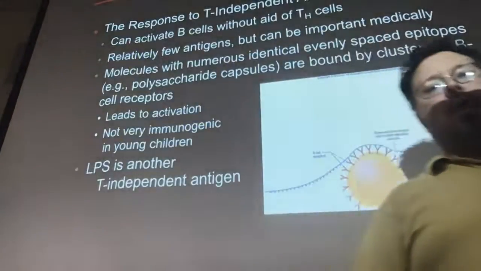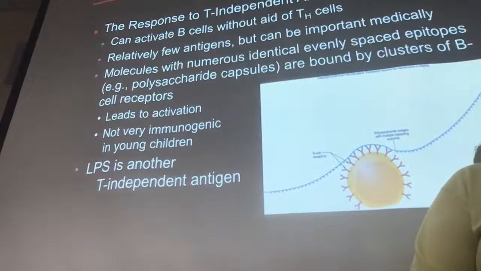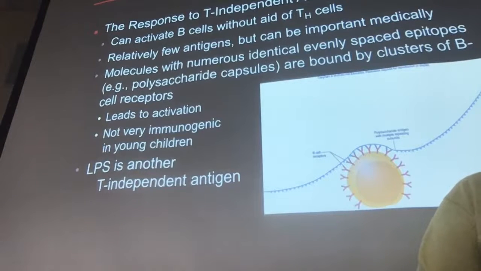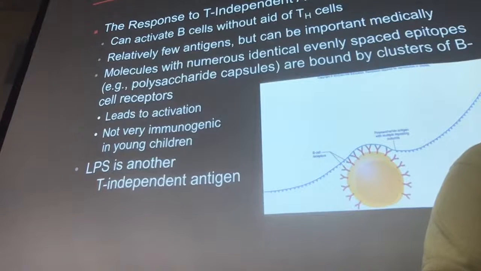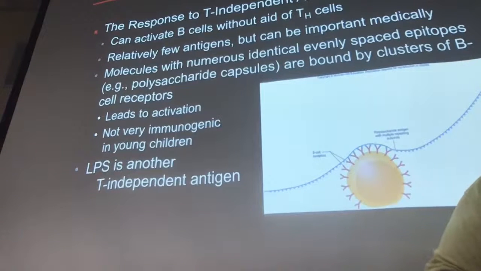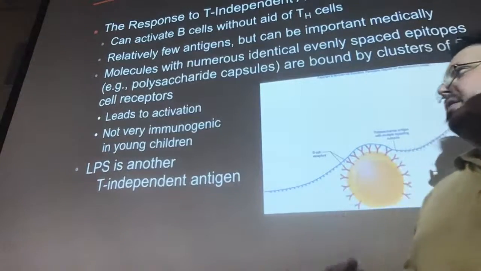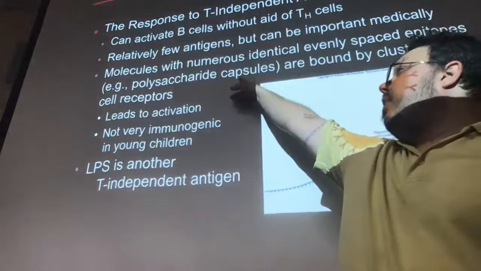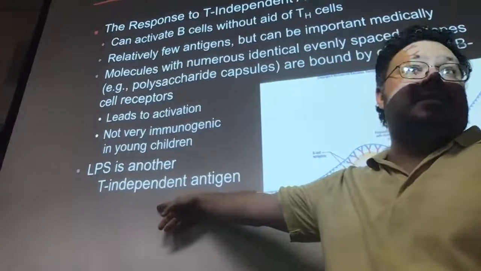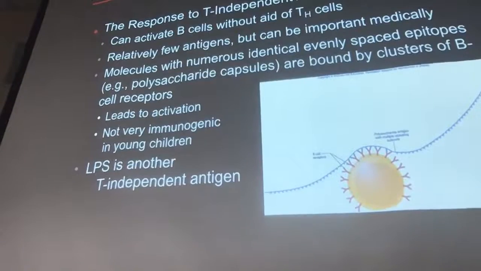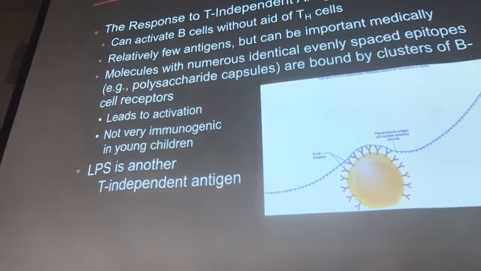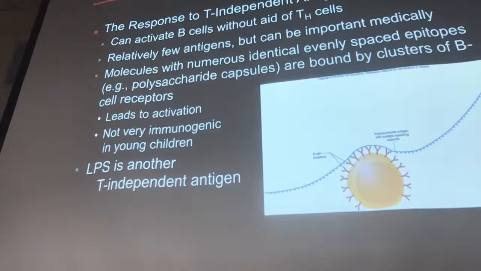So some things that you should know about T-independent activation. Like I said, it requires very special antigens, antigens that are evenly spaced, usually non-protein, and there's a lot of them. These are pretty rare. There aren't very many of the antigens around, but there are two specific ones that I want you to know are associated with this, and that is polysaccharide capsules and LPS. There are a few other T-independent antigens as well, but those are the two I'm going to expect you to know on the test. Polysaccharide capsules. LPS, lipopolysaccharide.